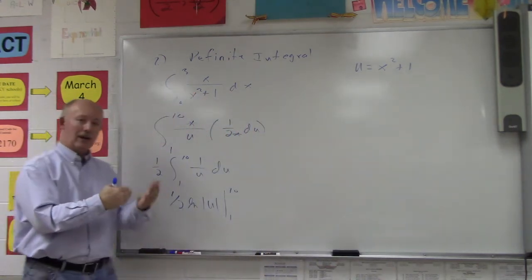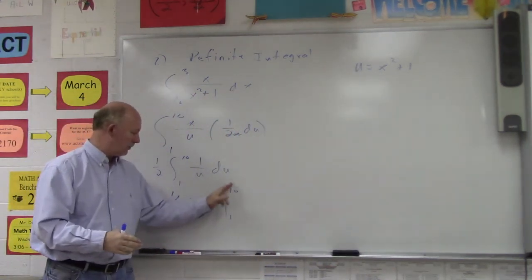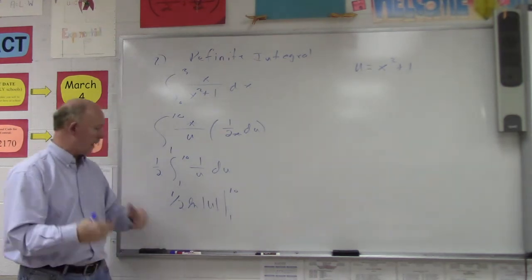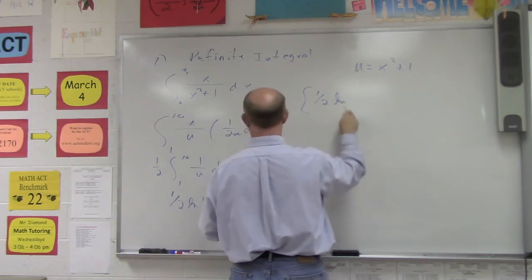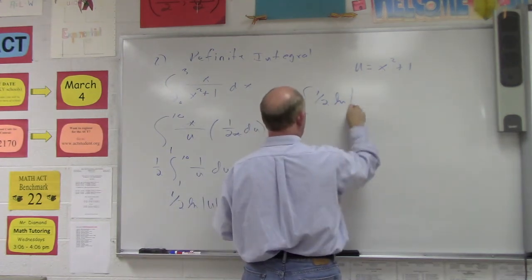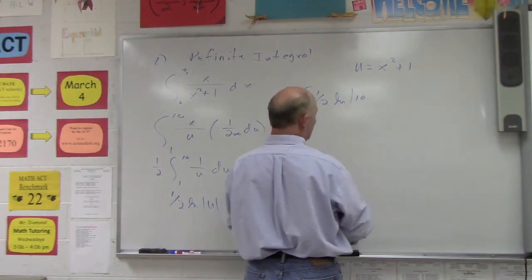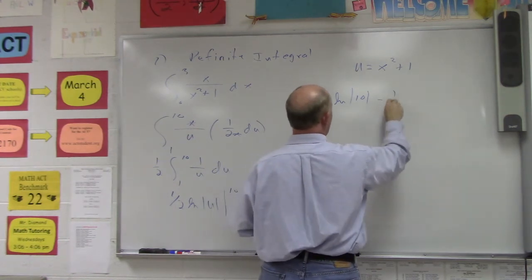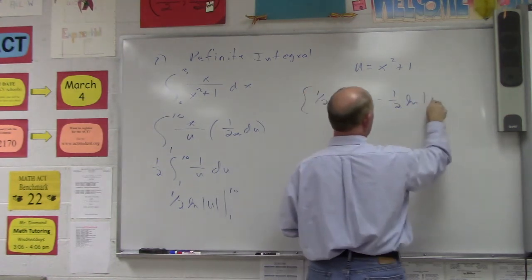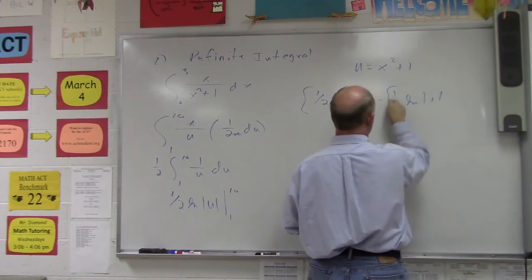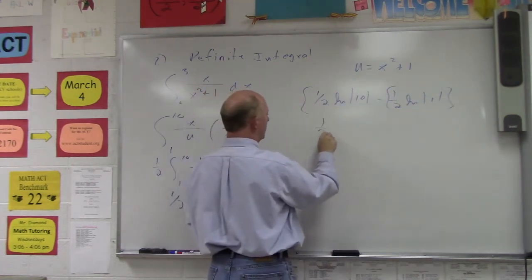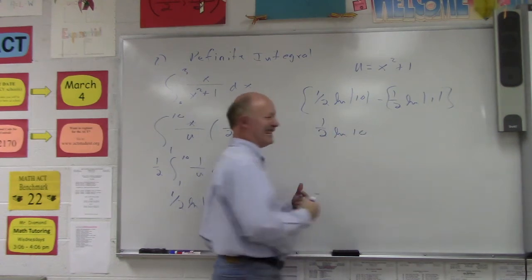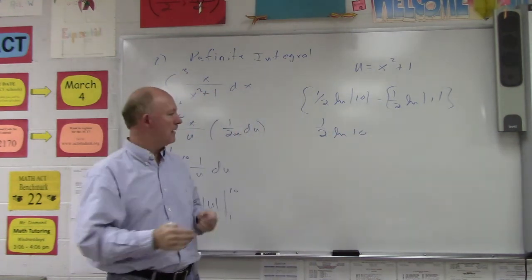So now once you've got your antiderivative, we substitute our upper bound minus our lower bound in for u. So we'll have 1/2 natural log, absolute value of 10, minus 1/2 natural log, absolute value of 1. So the upper bound minus the lower bound, and this is 1/2 natural log 10. 10 is positive, so we can drop the absolute value there.